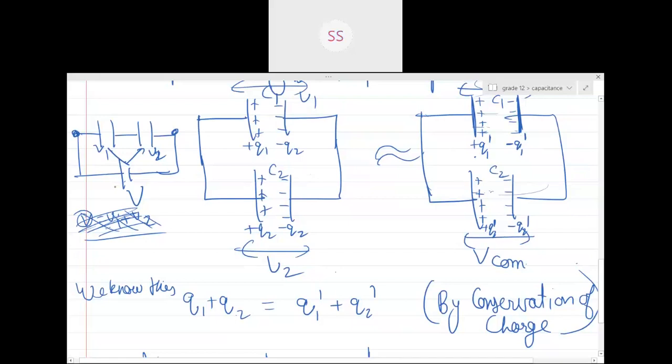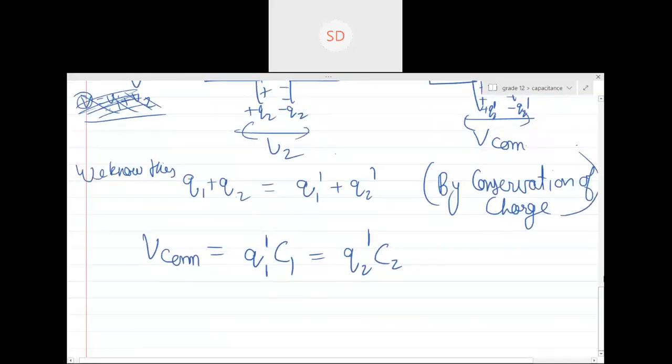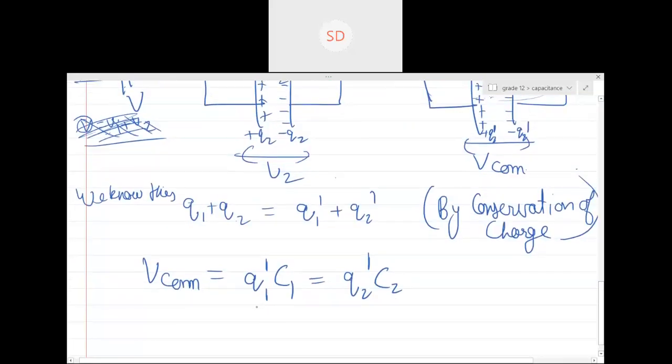Here there is no battery, so the charge should not be increased or decreased. So the charge just rearranges itself in such a way that it follows the value of capacitance of the individual capacitor. So from here, Q1 dash by Q2 dash will be equal to C1 by C2. Yes or no?